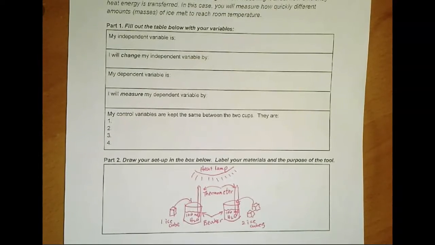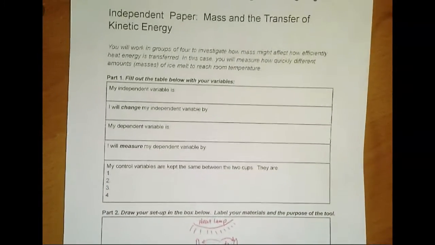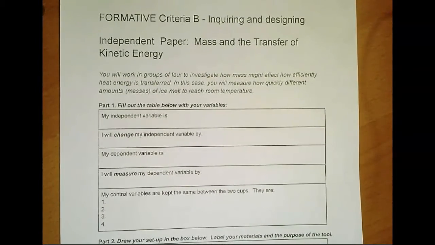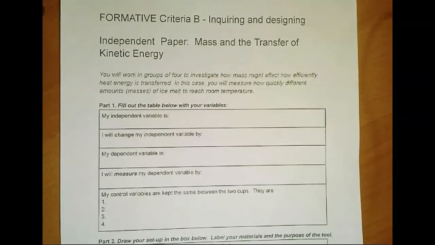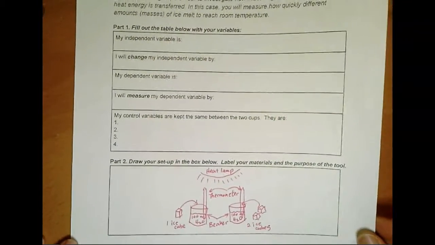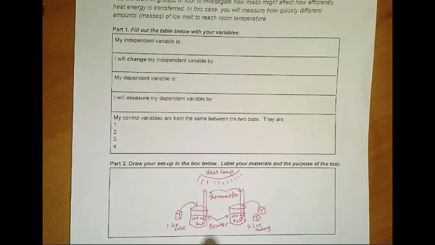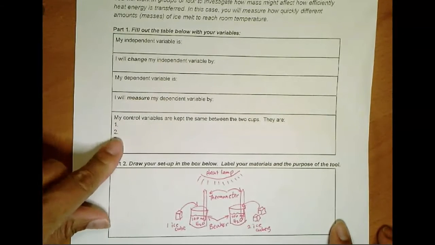Let's answer part 1 of the formative criteria B on our mass and the transfer of kinetic energy lab. So you started with drawing the setup, the box below. If you draw the setup, it will help you fill out part 1.